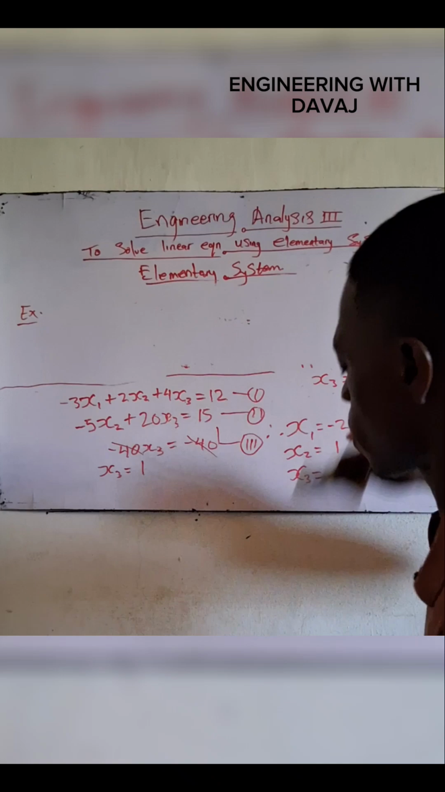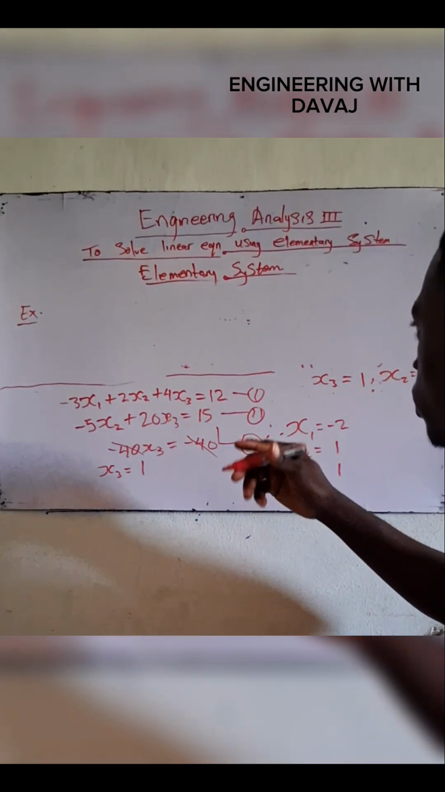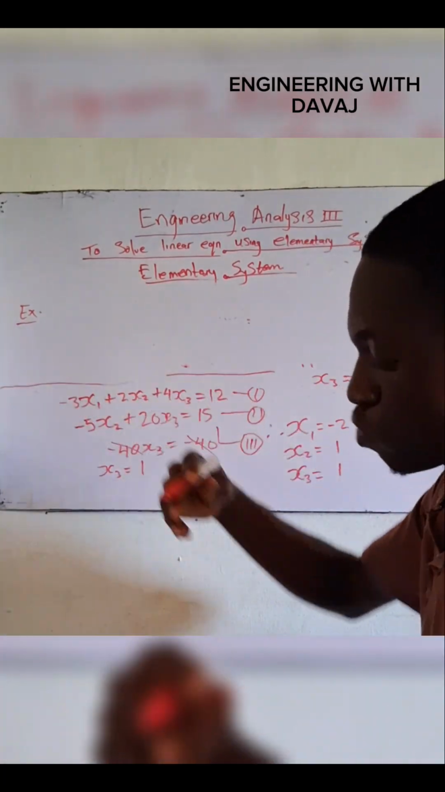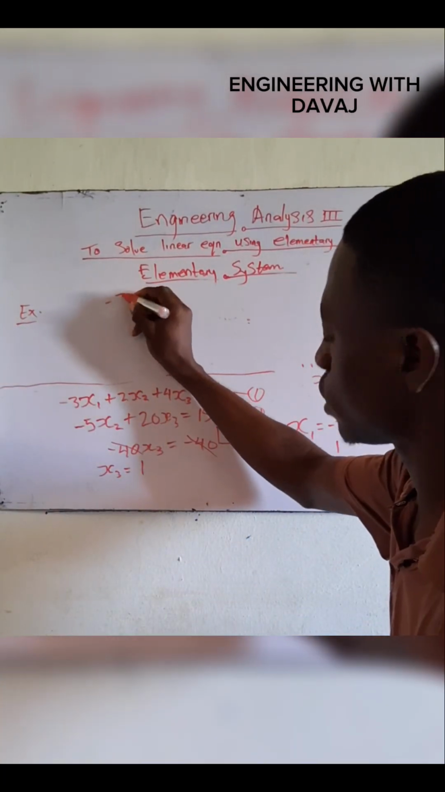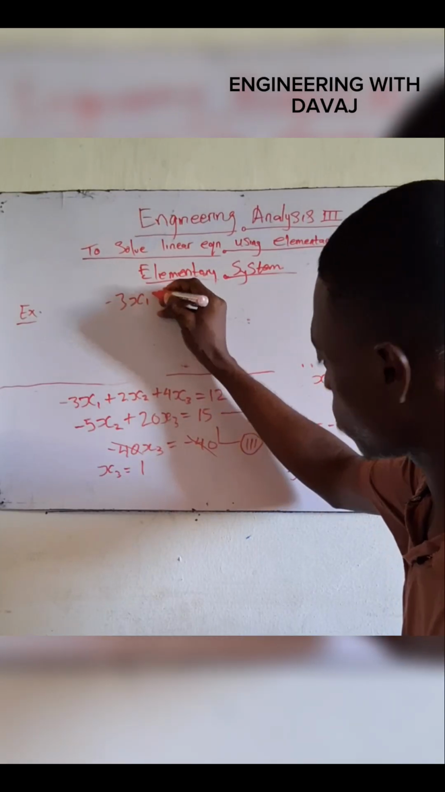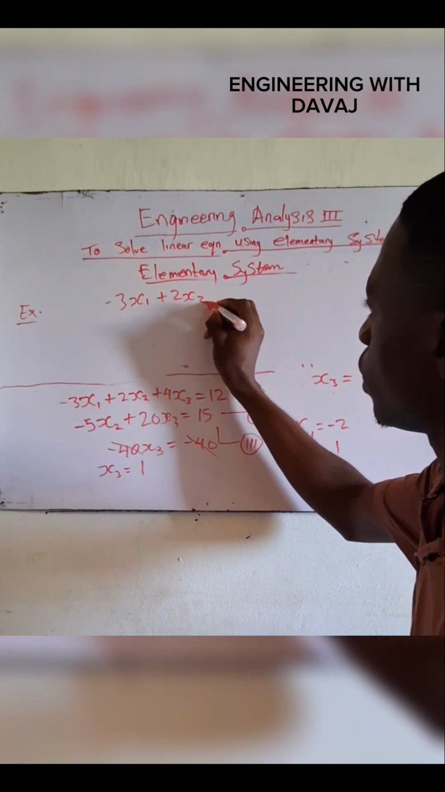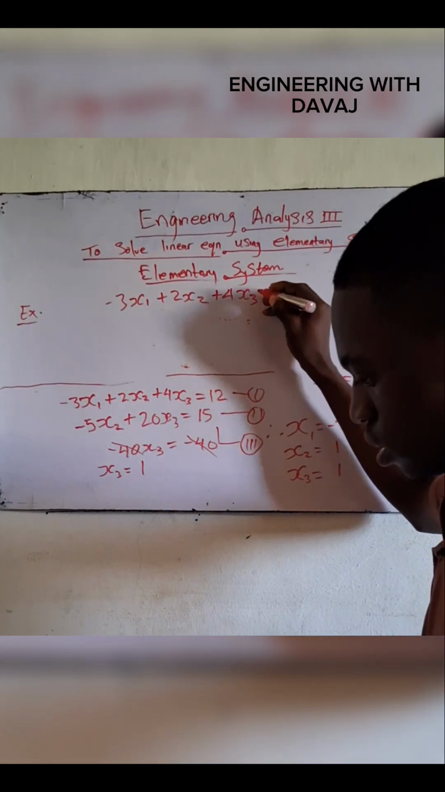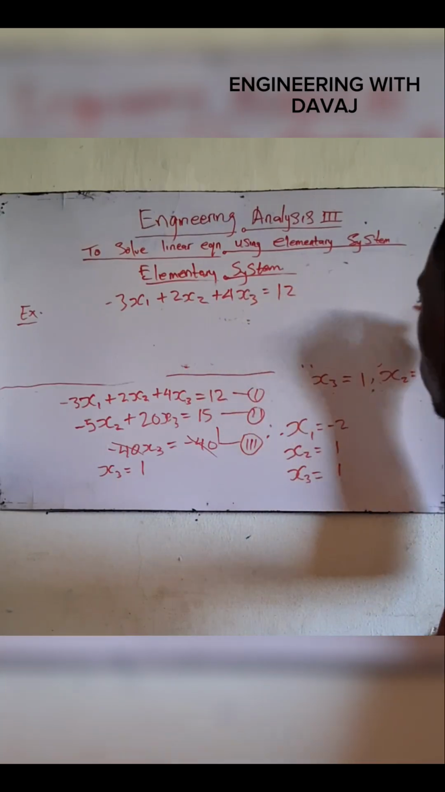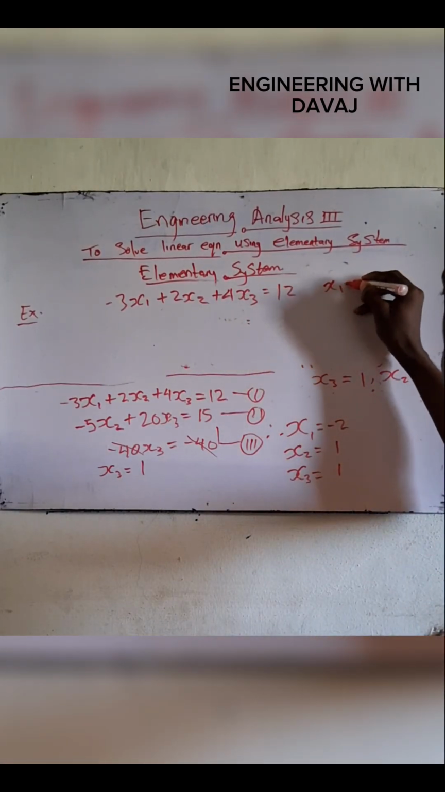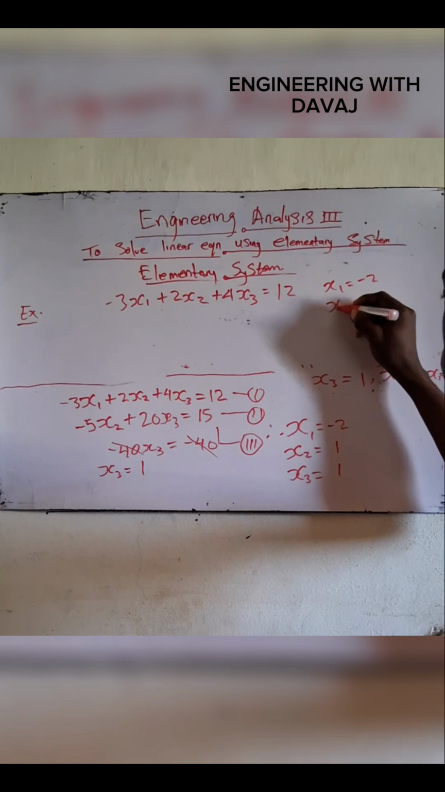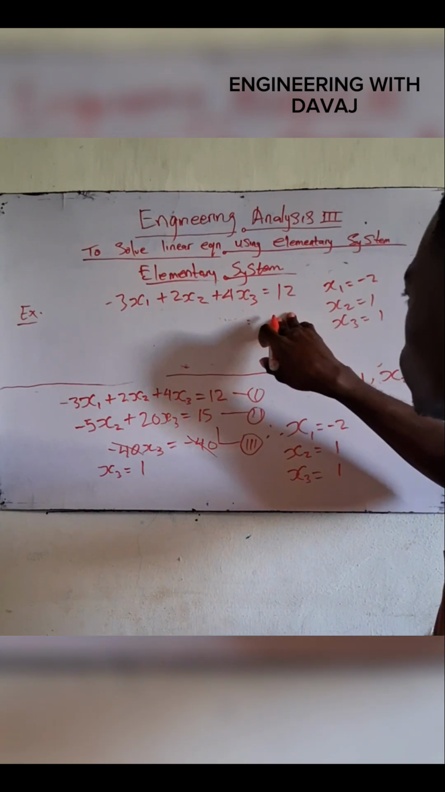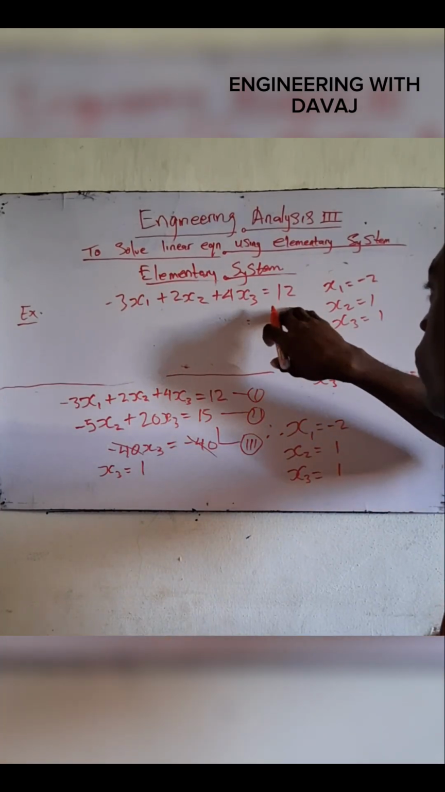This is the question. The first linear equation given in the question is minus 3x1 plus 2x2 plus 4x3 equals 12. We already got x1 equals minus 2, x2 equals 1, and x3 equals 1. So we substitute them into this. If it gives us 12, then we are correct.